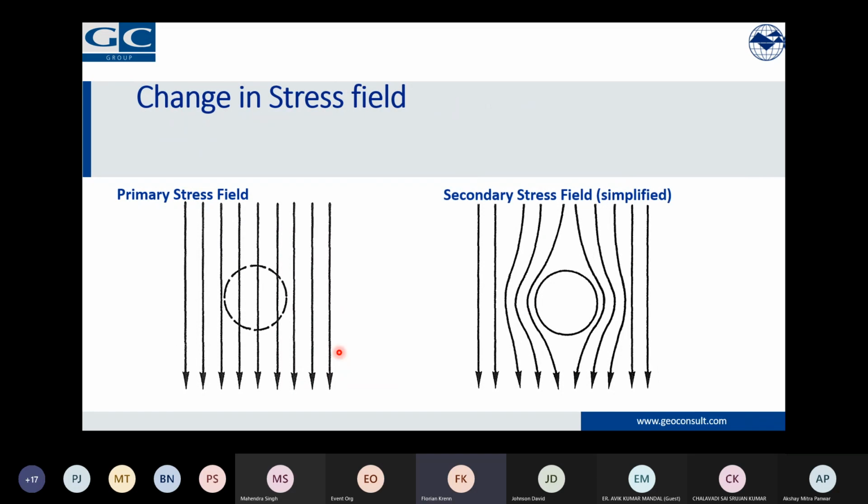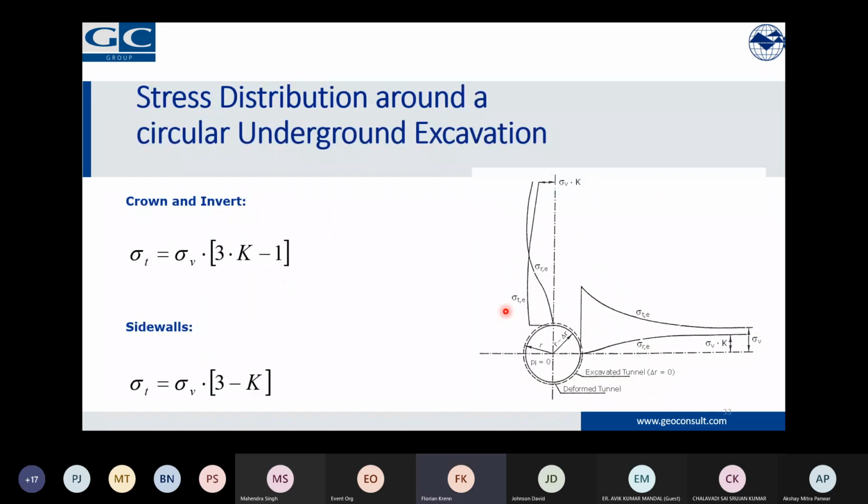Now coming to the next step, where we basically want to understand what is happening when we do the tunnel, when we take out material. The easiest approach is to see, okay, we have a primary stress field and a secondary stress field, and they must be different. And there will be a stress concentration at my excavation boundaries.